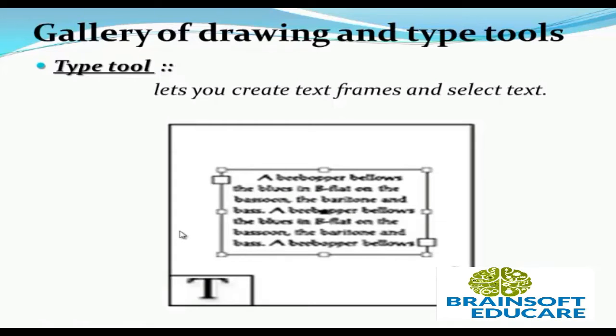Sixth one is the type on a path tool. It is used to create and edit type on paths. This is the example of the type on a path tool, where we can write or edit text on a path.